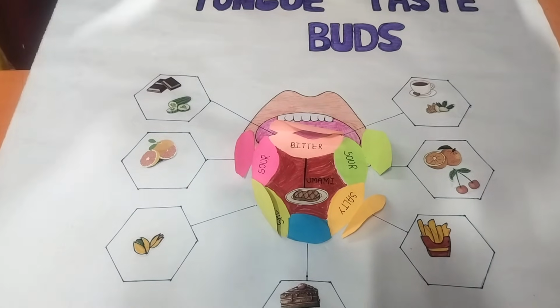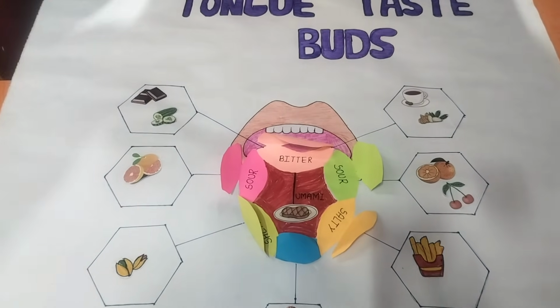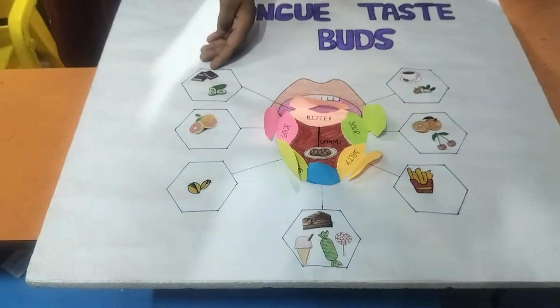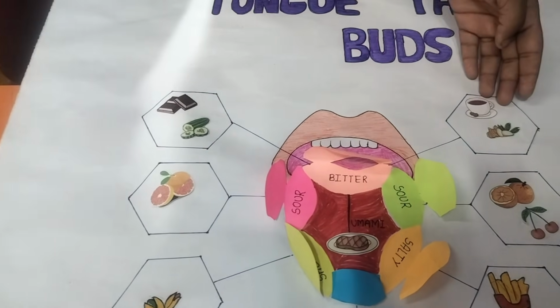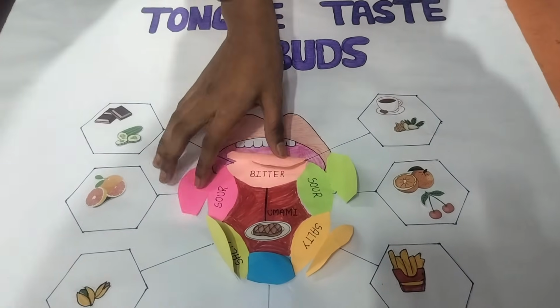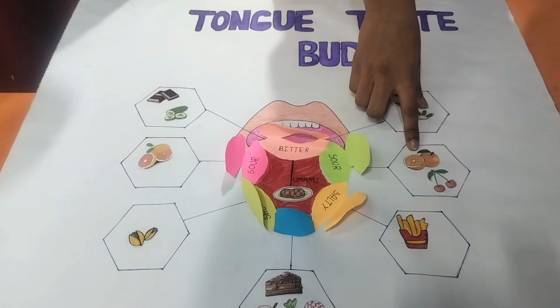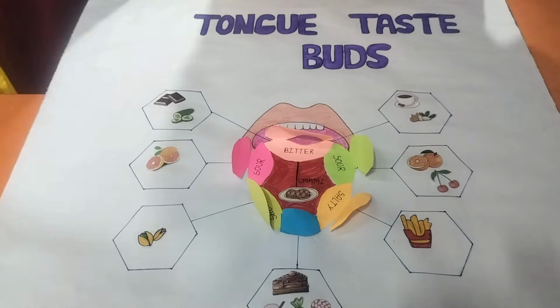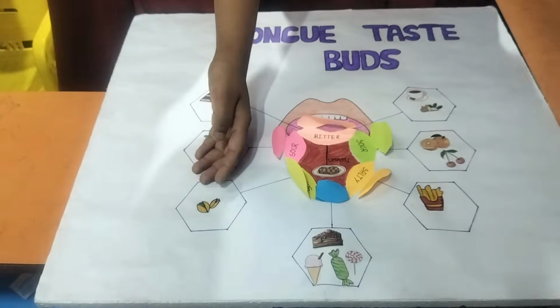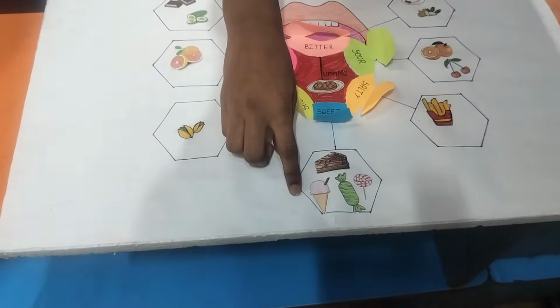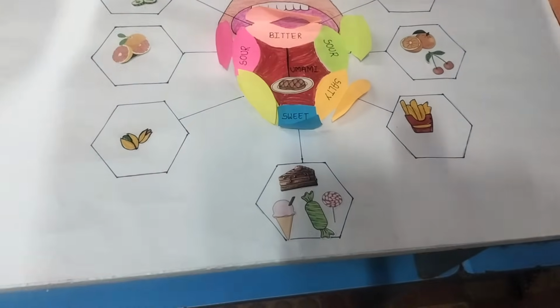They help us taste different flavors like bitter. Bitter is chocolate, cucumber, coffee, ginger. Sour is cherry, orange. Salt is pistachio, French fries. Sweet is ice cream, cake, lollipop, chocolate. Thank you.